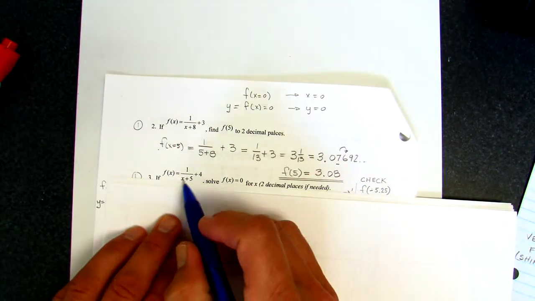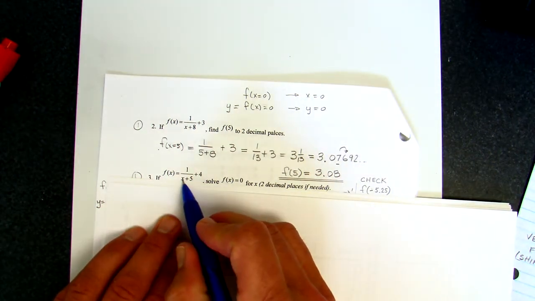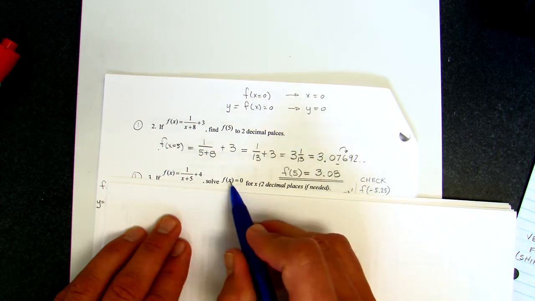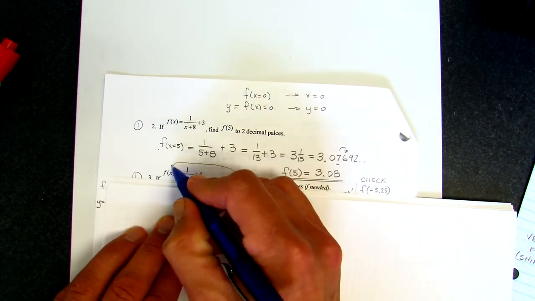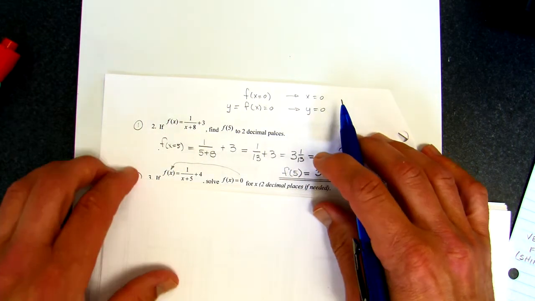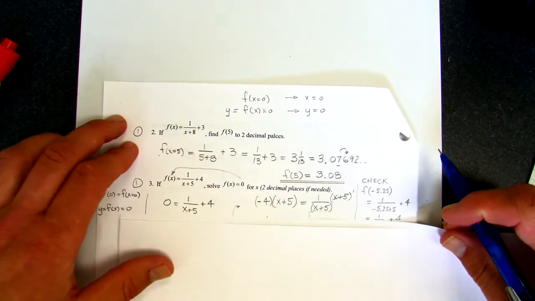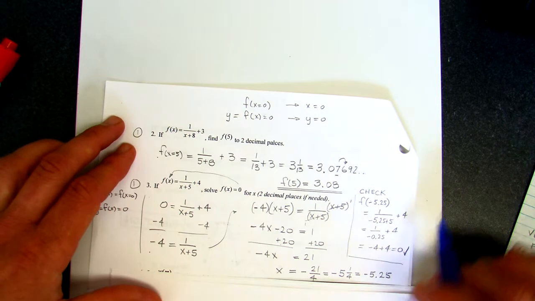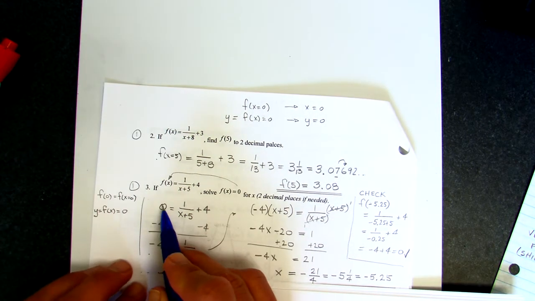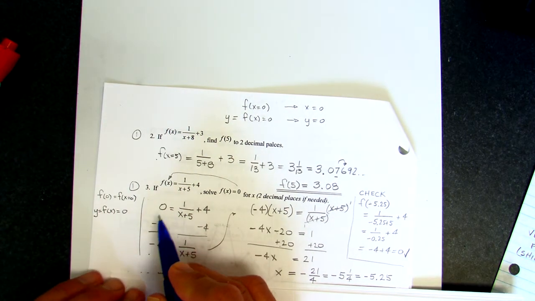So on this problem, you wouldn't substitute in a 0 for x because it's the f of x that's equal to 0. We're going to substitute in 0 for f of x. That was the key mistake I saw on some of the quizzes.